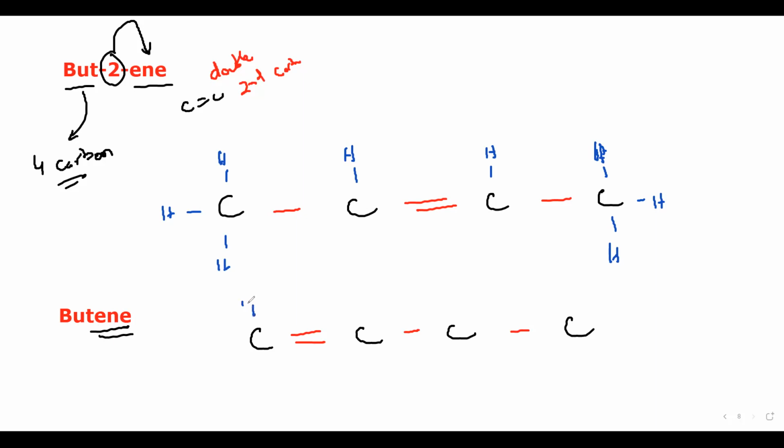Now we complete the structure. Draw the hydrogen. This will have 2 hydrogen, this will have 1 hydrogen, this will have 2 hydrogen, and the last one will have 3 hydrogen atoms. So this is how we complete the structure of butene and but-2-ene. But-2-ene means the double bond is with the second carbon, and butene means the double bond is with the first carbon. Is it clear? Any doubt till this point?